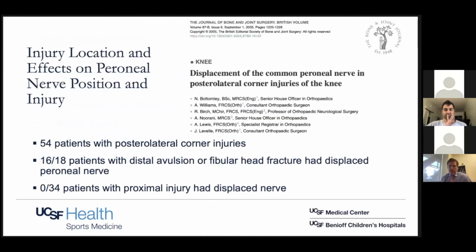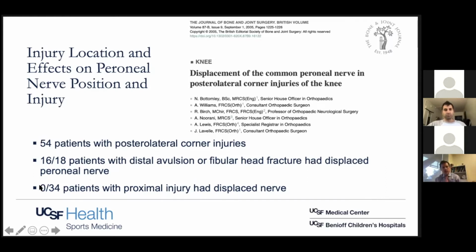And then I think, with that nerve injury, it's important to realize when you'll see those. So if you have a distal avulsion or a fibular head fracture, they had a displaced peroneal nerve. And then if it's a proximal injury, that nerve was not displaced in any of those patients.